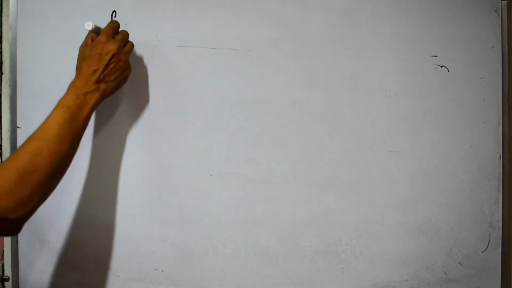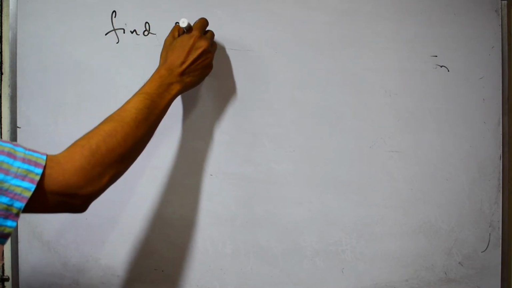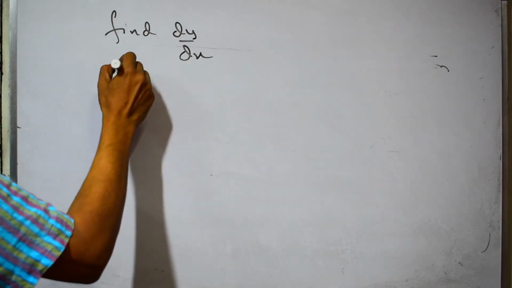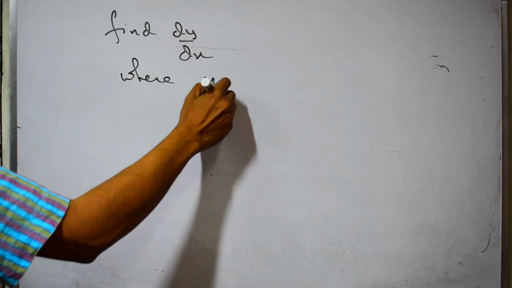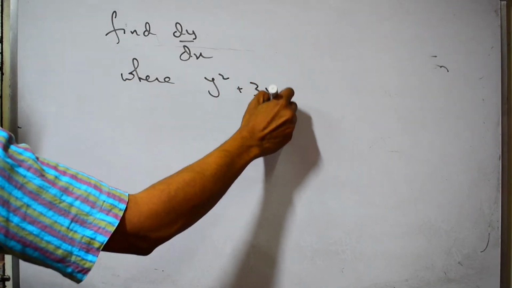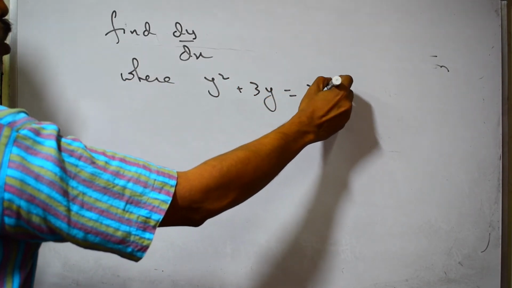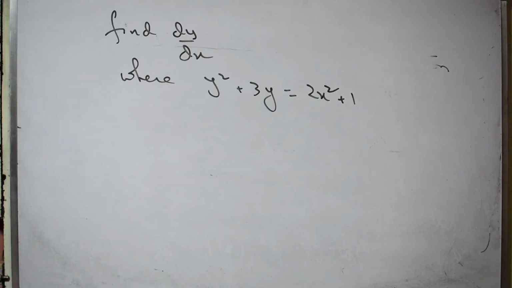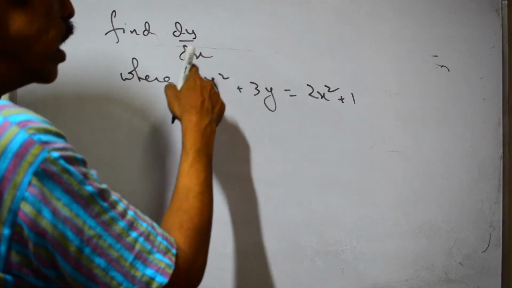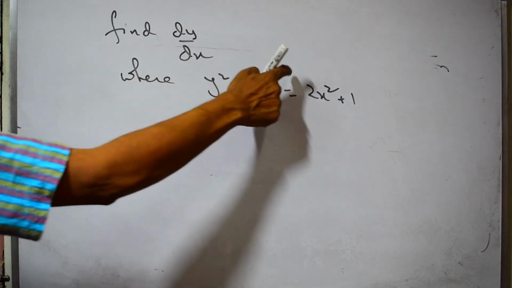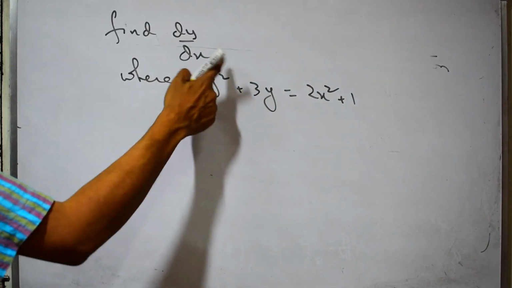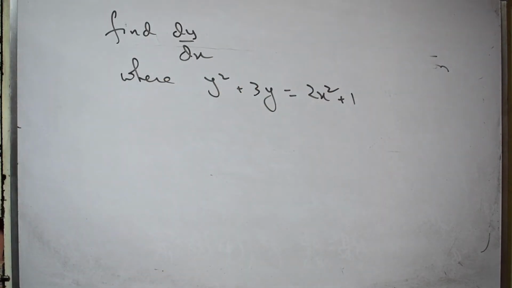Find dy/dx where the equation is y² + 3y = 2x² + 1. What is the problem? In y² + 3y, y is in a functional form, and the other side is also a function of x. So this is a function of y, and this is a function of x. How do we find the derivative?